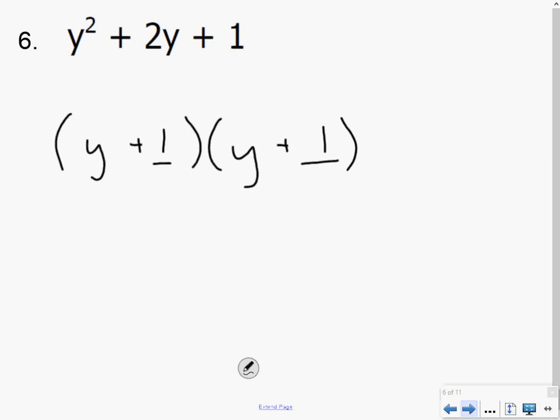Now, anytime I have two of the same factors like this, y plus 1 times y plus 1, we could write it like this, or we could condense it a little bit and write it as y plus 1 squared. Since it's something times itself, we can write it using the exponent like that.